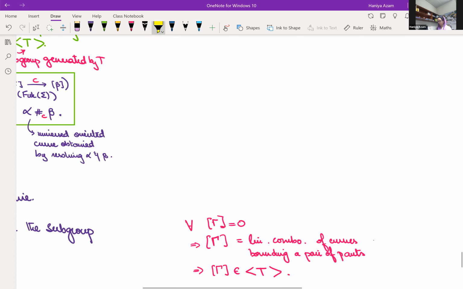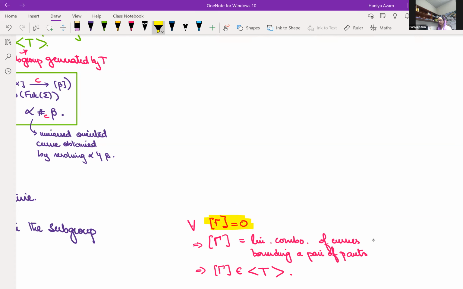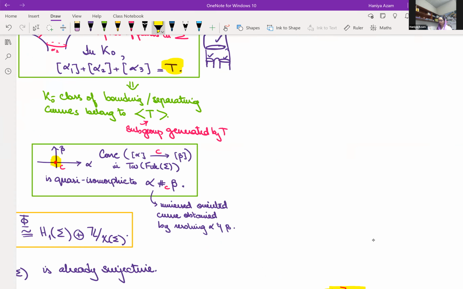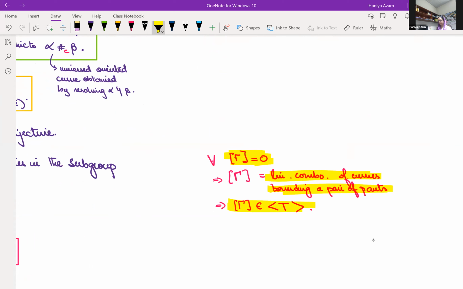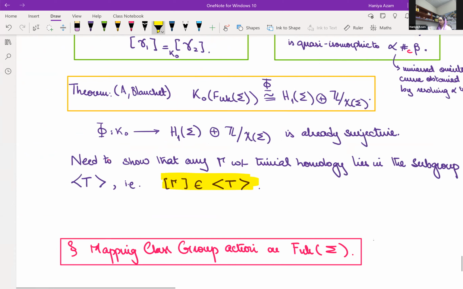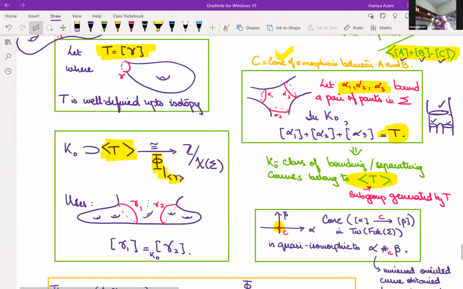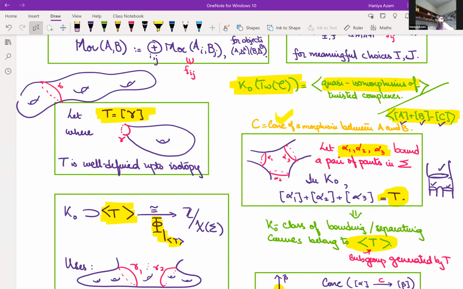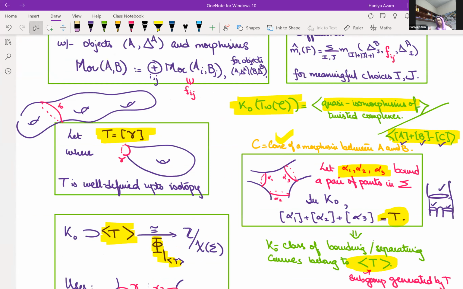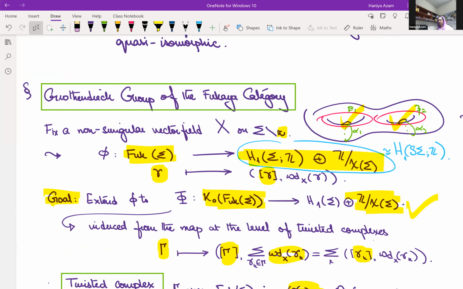So for instance, I have it written up here. If you have a trivial class for gamma, then gamma will be a linear combination of curves that bound a pair of bands, which means it will fall right here in this subgroup generated by T. And that's what we wanted to show. Okay. So as you can see, the Grothendieck group gives you some information about the Fukaya category. The Fukaya category in itself is fairly simple when you just don't look at anything else and just play around with curves on a surface.